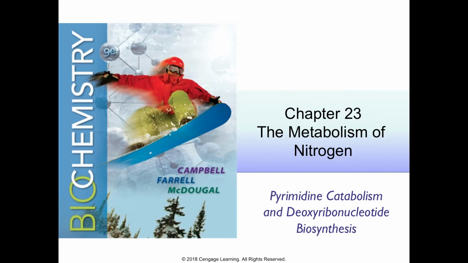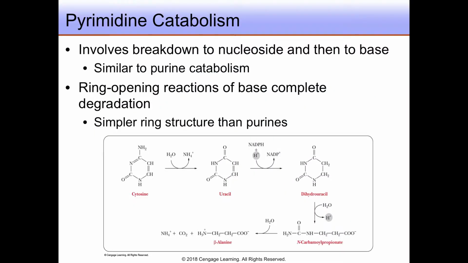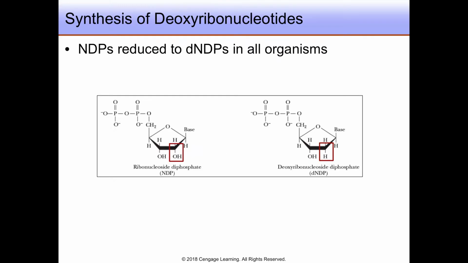In our final lesson on nitrogen metabolism, let's examine catabolism of pyrimidines and then see how ribonucleotides are converted to their deoxy forms. As in purine catabolism, pyrimidine nucleotides are first broken down to the nucleoside and then hydrolyzed to release the nitrogenous base. Since pyrimidine bases have a simpler ring structure than that of purines, the ring can be opened to form a beta-amine product, and that can feed into other pathways. This means that there is no real pyrimidine waste product.